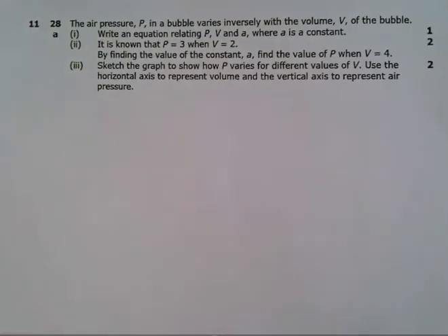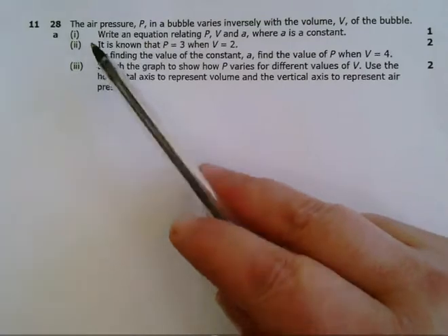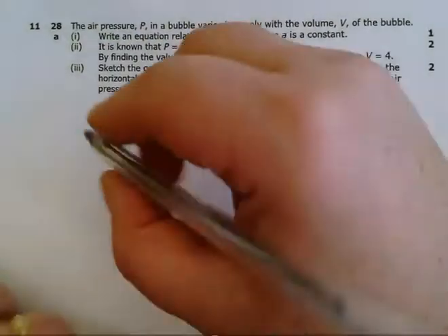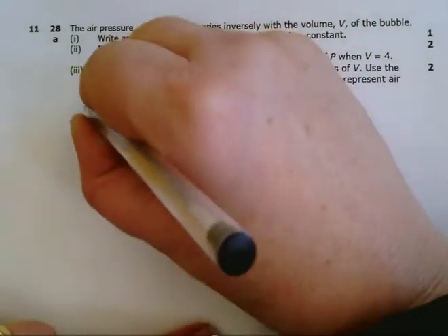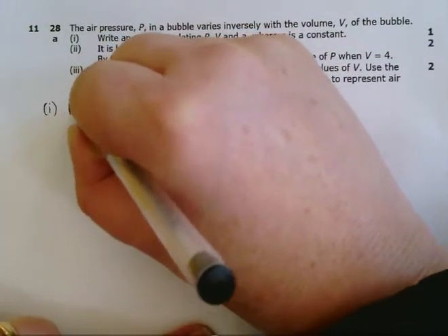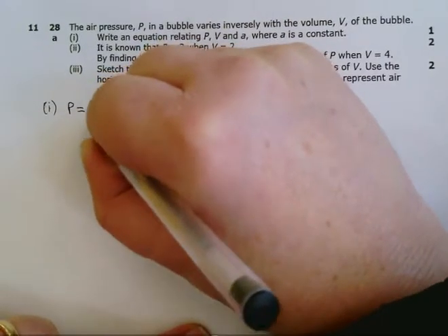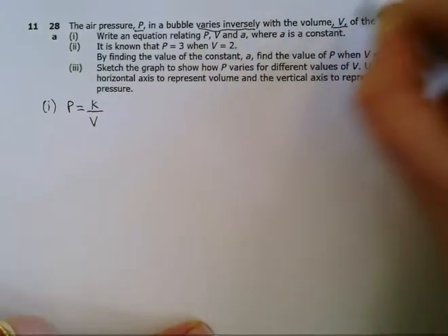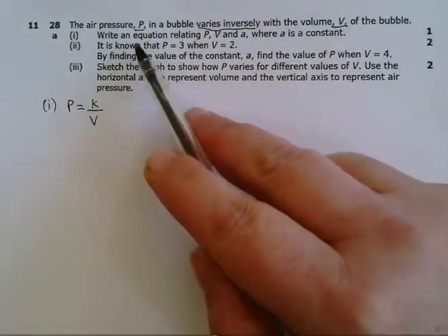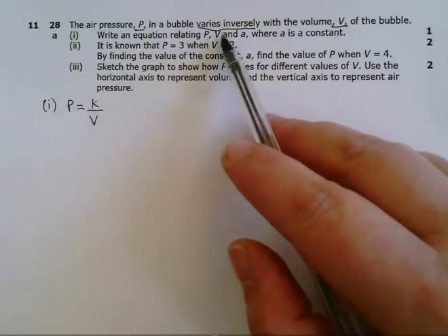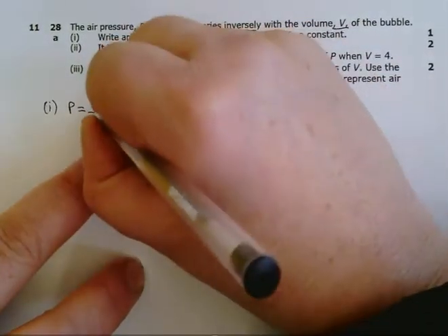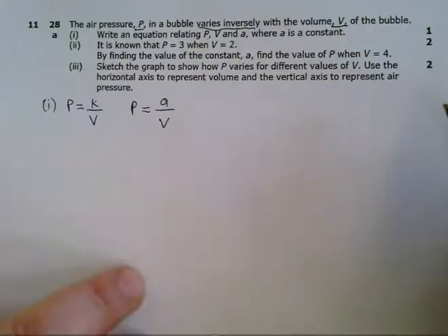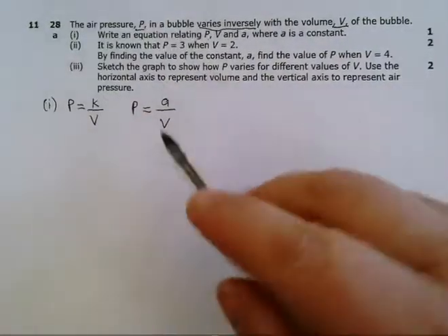Now for question 11, 2011 HSC question 28A. The air pressure P in a bubble varies inversely with the volume. So P equals K over V. So P varies inversely with the volume V. We have to write an equation relating P, V and A, where A is the constant. So we're actually not using K this time, we're using A. So we're replacing the K with an A.